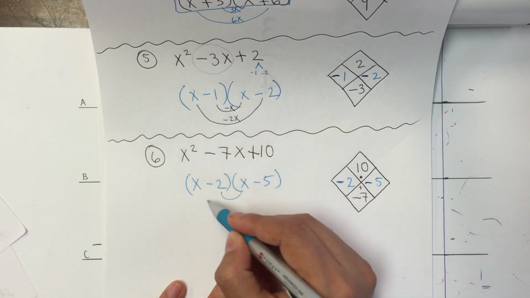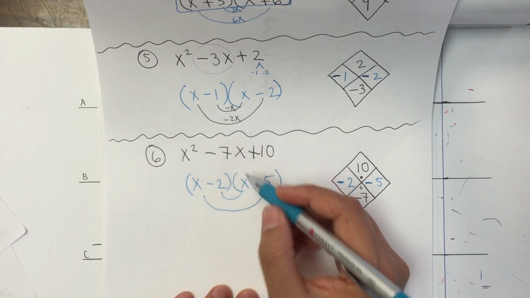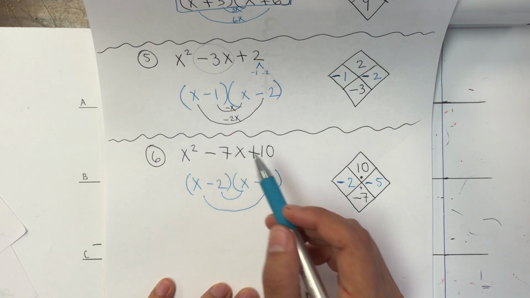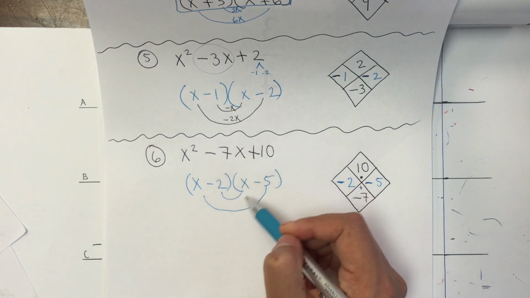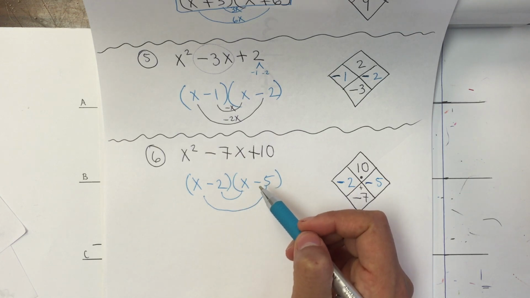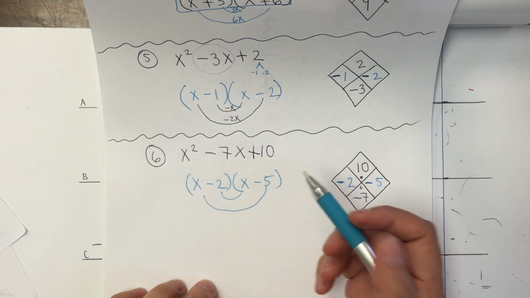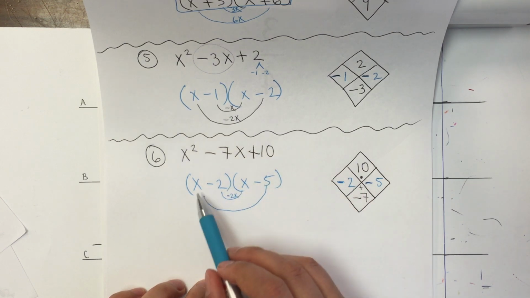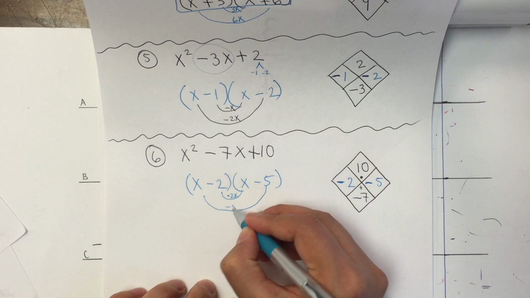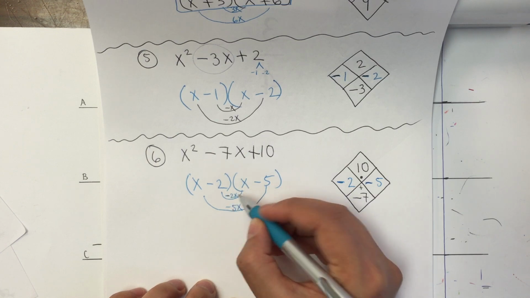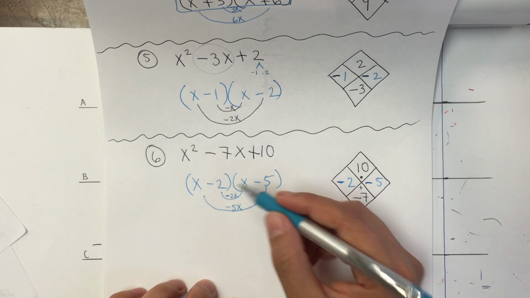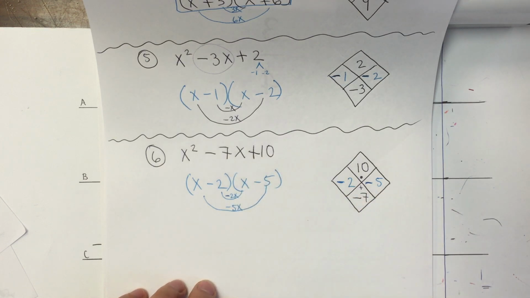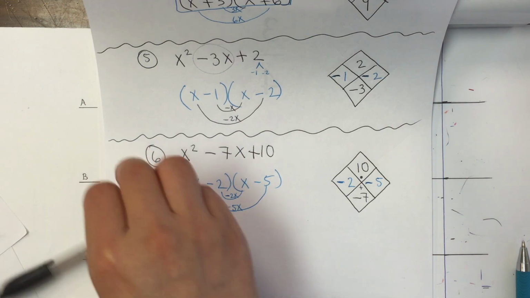If we want to check for the middle term, remember it's like terms. Remember when we did FOIL, the inside and outside will become like terms, so we combine them. So negative 2 times x is negative 2x. X times negative 5 is negative 5x. And if I have addition of negatives, that means that I end up with negative 7x. Okay?